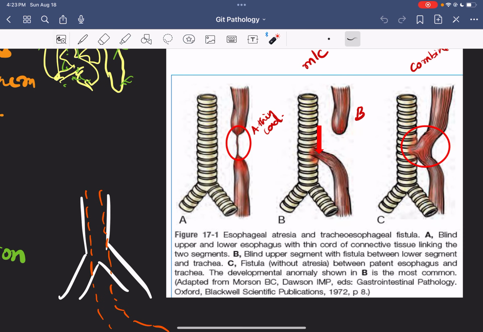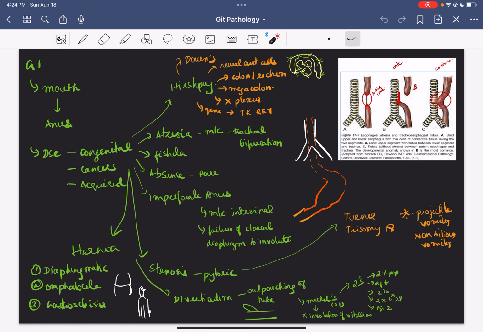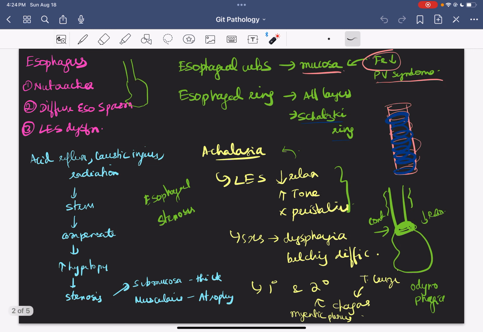Now about these fistulas, you need to remember three types: esophageal atresia and tracheoesophageal fistula, types A, B, C. A simple way to remember this is, if the fistula and the atresia are separate with a thin cord, that is type A. And if they both are combined, that's type C. And then the other one is type B. So just remember A and C so that you can go ahead and eliminate the option to choose B. So A is a thin cord, C is combined. Okay, those are the congenital and acquired diseases.